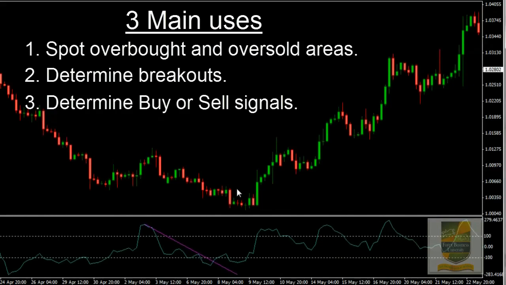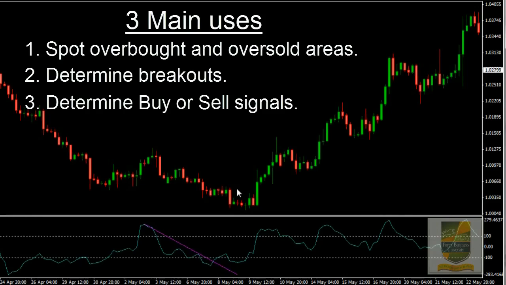So whenever you see the CCI moving above the plus 100 level, you are in fact in a period of strong uptrend, and this is the time you can enter a long trade, a buy trade. And once the CCI moves back to the plus 100 level, you should then exit your trade.